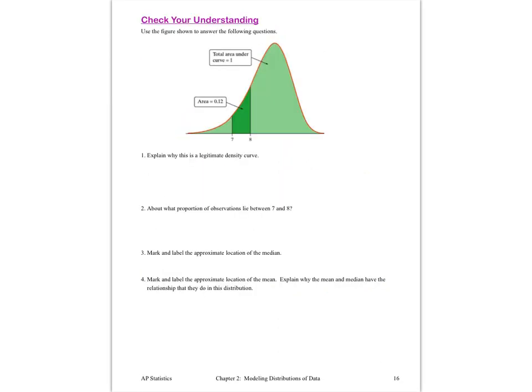This brings us to a check your understanding. So pause the video to work on this, and when you're ready to advance to the next page of notes, turn the video back on.